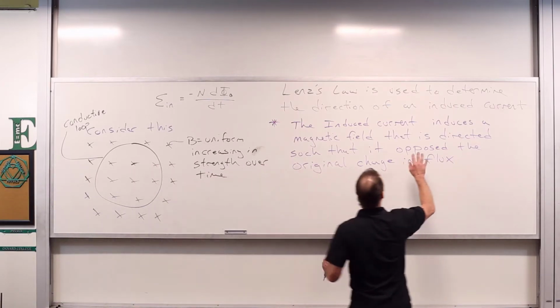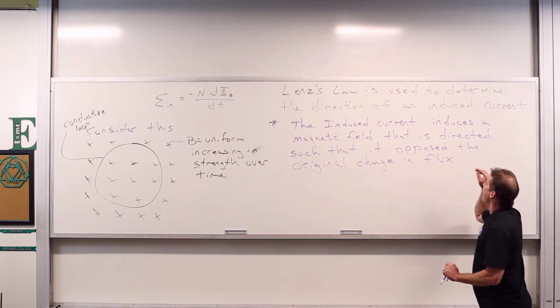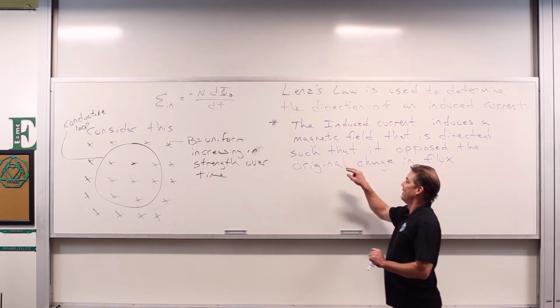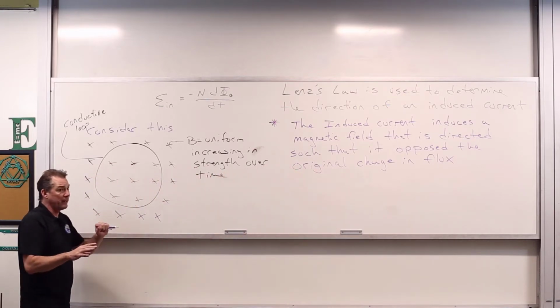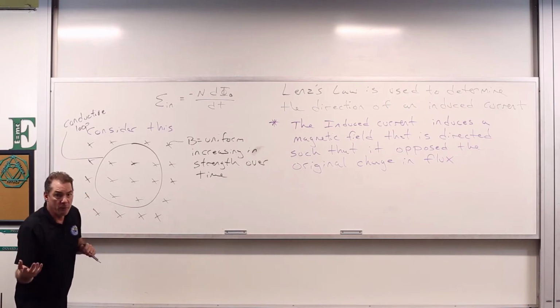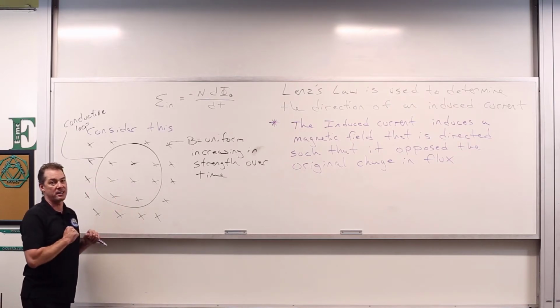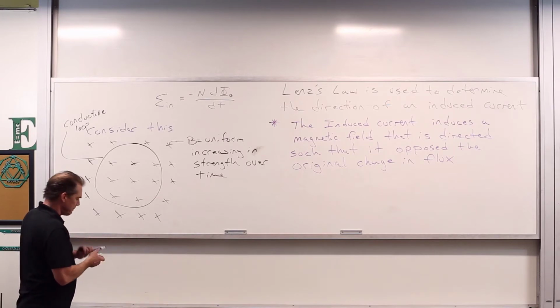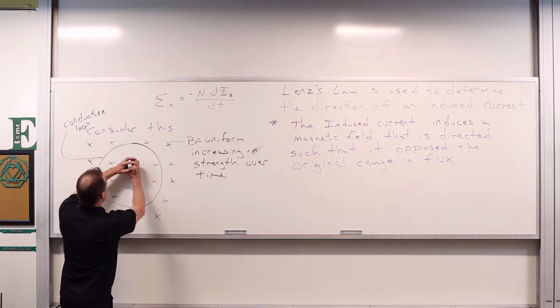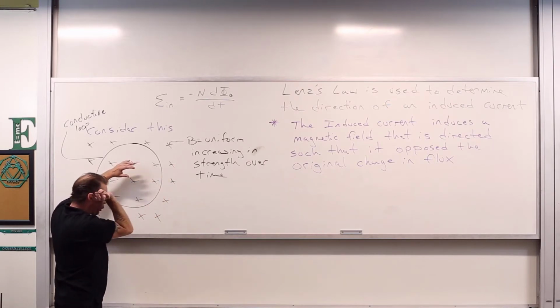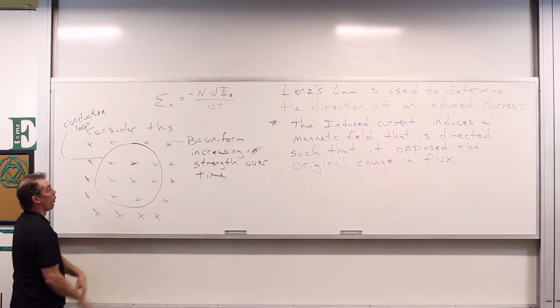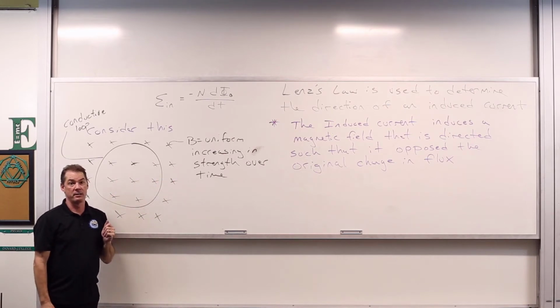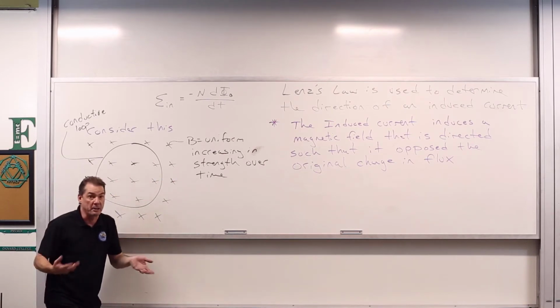So the induced current induces a magnetic field that is directed such that it opposes the original change in flux. So ultimately, it is producing its own flux that counteracts the original change in flux. So I have to think of it like this, especially when we have magnetic fields that are changing. We have that these little X's, because we said that the magnetic field is increasing in strength over time, these X's are getting bigger and bigger and bigger, which correlates with an increase in flux. Change in flux, getting more and more flux as time goes on.